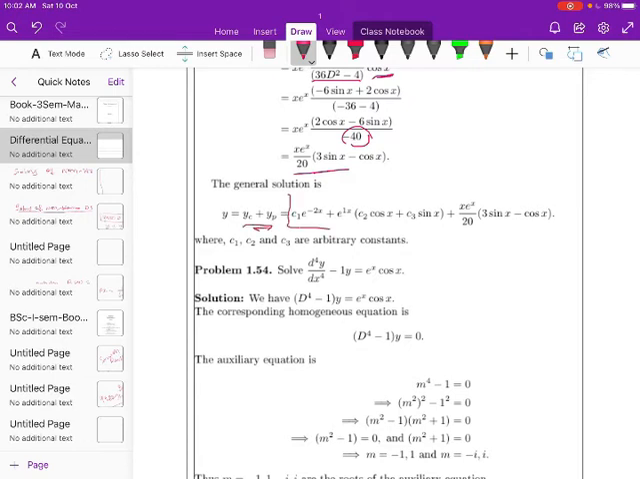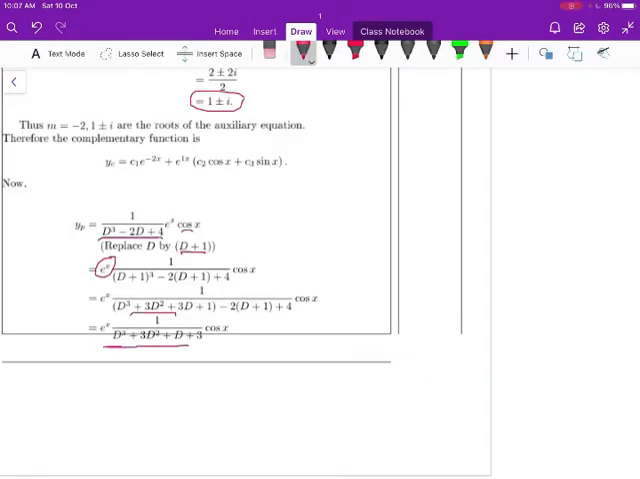Therefore the general solution is y is equal to yc plus yp, where yc is the first part and yp is the second part. We can find yp in another way, that is yp is equal to 1 by the denominator D cube minus 2D plus 4, which can be written, we can factorize, as (D plus 2) into (D minus 1 plus i) into (D minus 1 minus i).